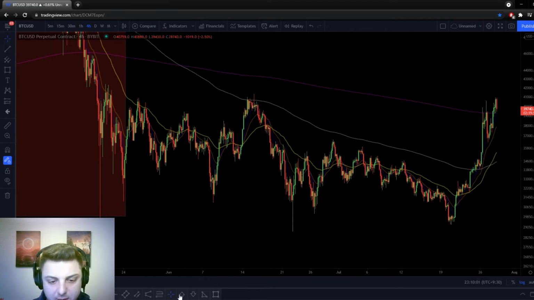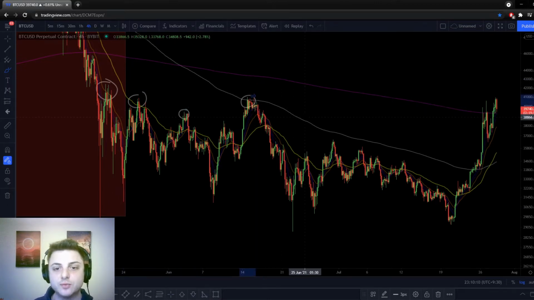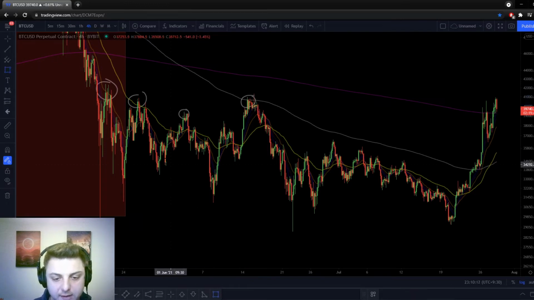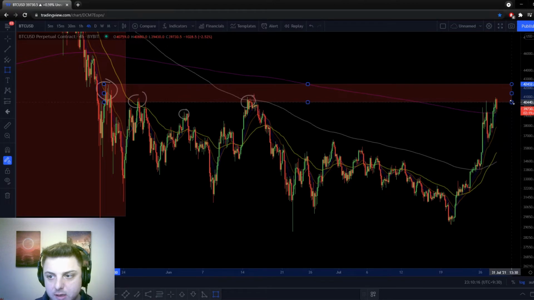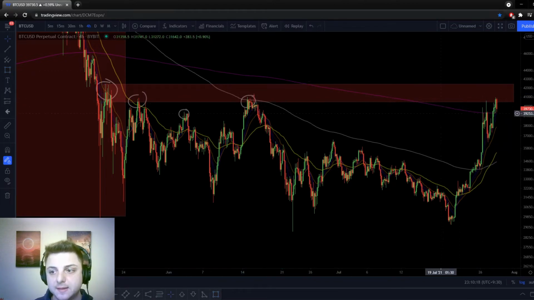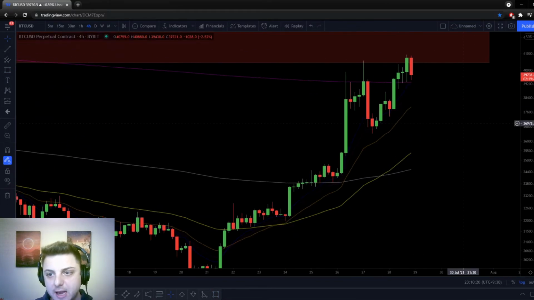As you can see, we've got some areas here. We've got this high, this high, this high, this high, that are all acting as a resistance level. And funnily enough, if we come across here with this high and these two highs coming across here, this is actually the level we're at today. And as you can see, we definitely had some rejection.